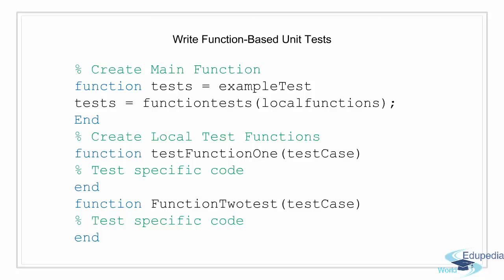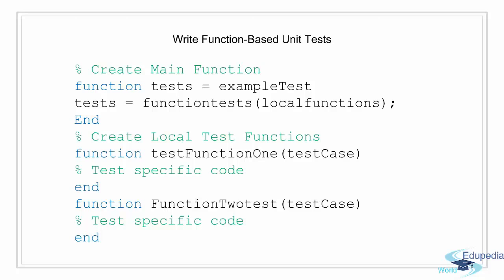You can use localfunctions as the input to functiontests to automatically generate a cell array of function handles to all the local functions in your file. This is a typical main function. An array of tests is created by using functiontests and passing the argument localfunctions to it. This will automatically generate the test array.